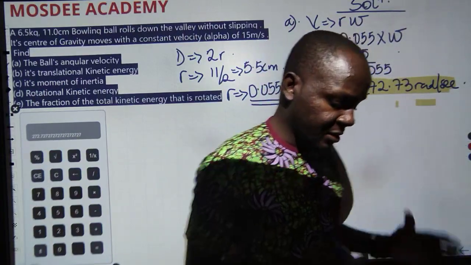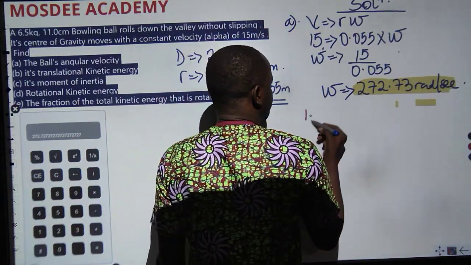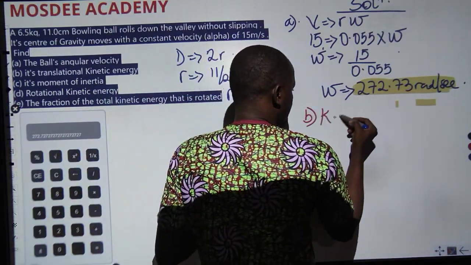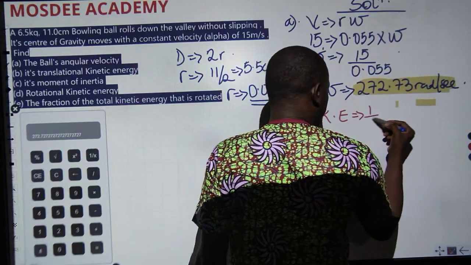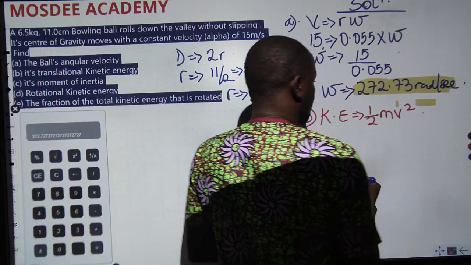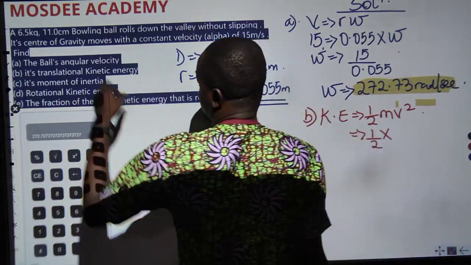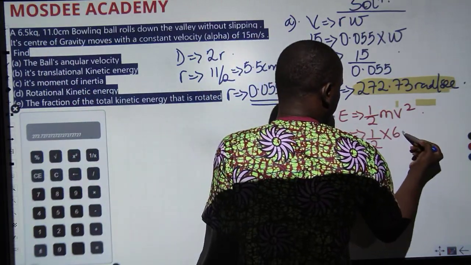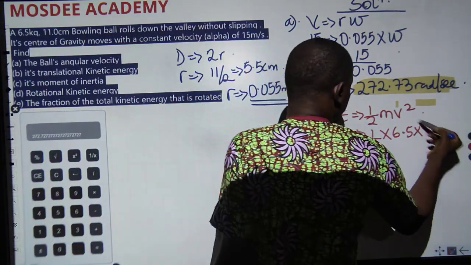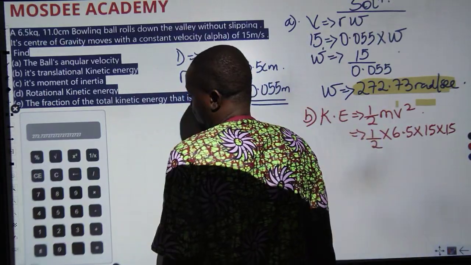So let's do that directly. I think this is also very simple. So we can just come here and say the B part. The B part is asking for linear translational kinetic energy. We just talked about that: it is half mv squared. So just substitute into the formula. That's half times the mass given in the question to be 6.5, multiplied by the square of the velocity. 15 times 15 is 225. So 225 times 6.5 divided by 2.